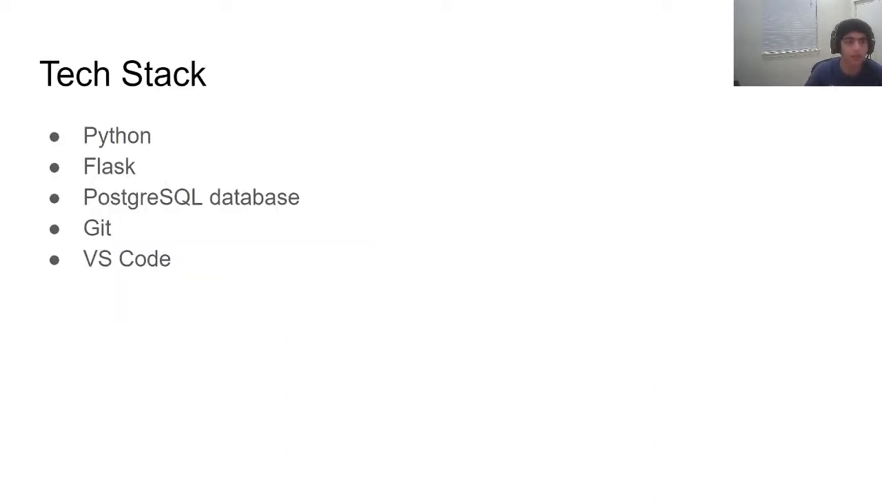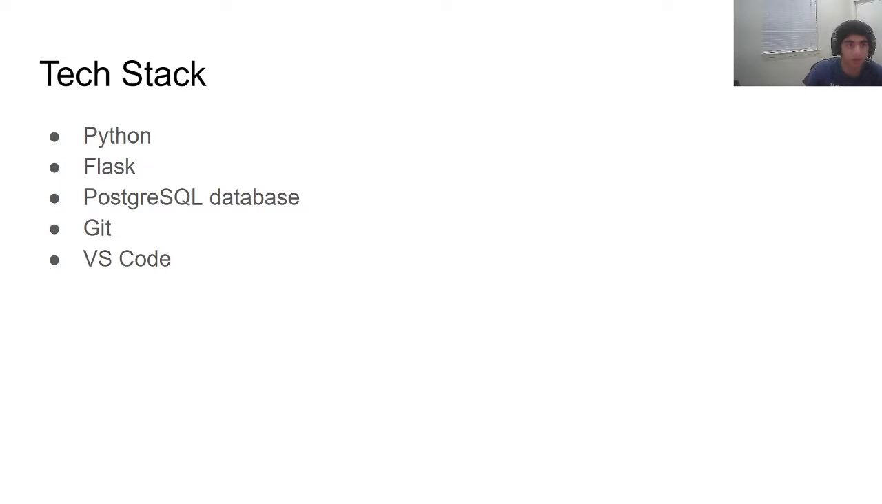So we're going to be needing Python, of course, to code it, and Flask is going to be our web framework, which is going to be a third-party module that we're going to have to install, and we need to install PostgreSQL as our database, and we're going to be using Git as our file manager, and instead of using PyCharm, we're going to be using Visual Studio Code as our IDE.